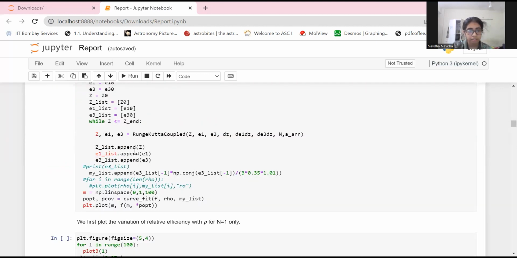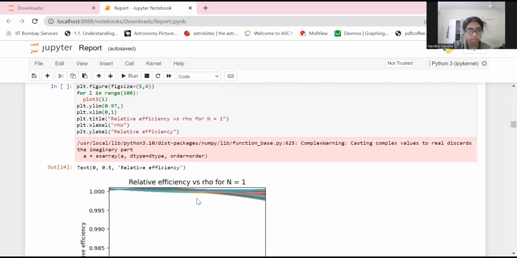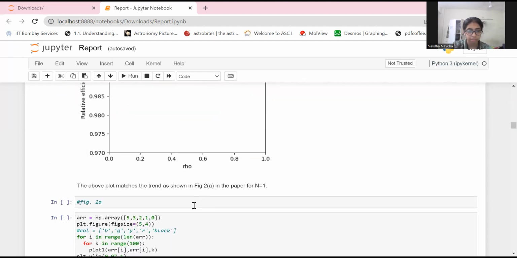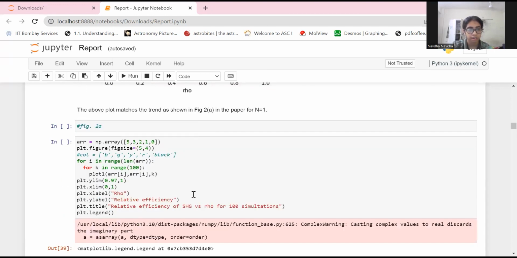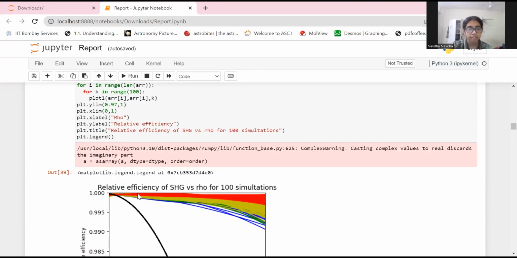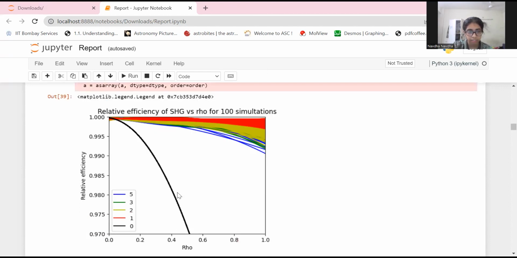We observe that relative efficiency versus rho varies quadratically. So we obtain the best quadratic fit for the relative efficiency as a function of rho, and we do that for each simulation, and we're running 100 simulations. So we get 100 curves for each n value, which represent a spread in the relative efficiency as rho varies.